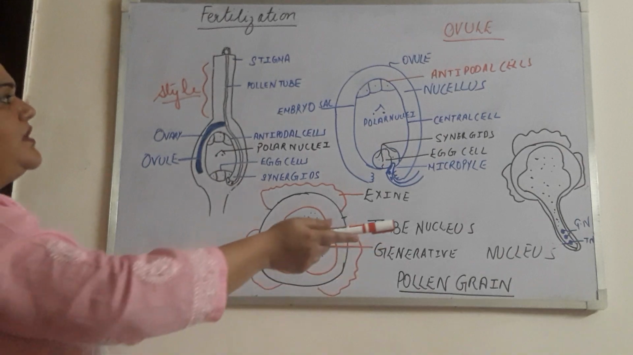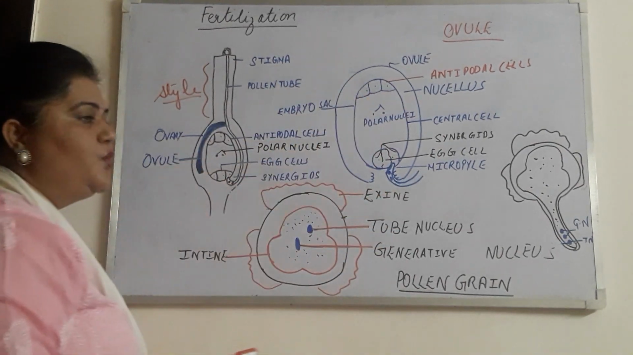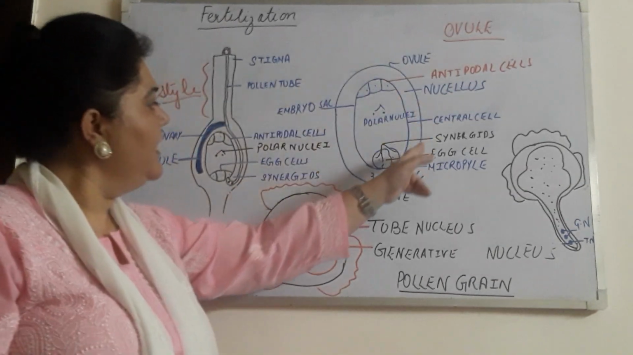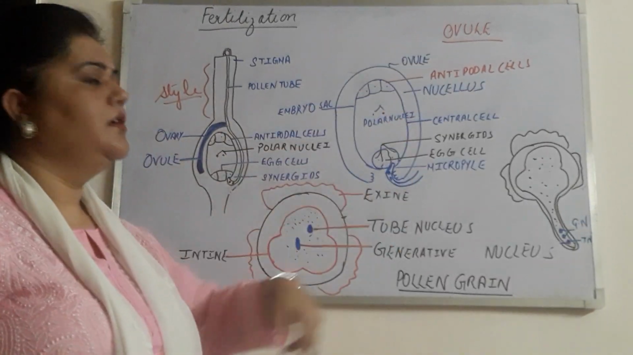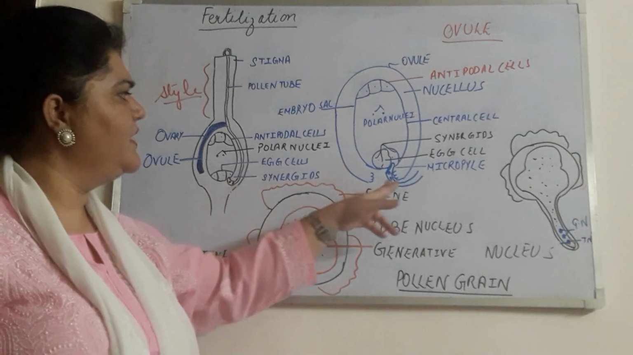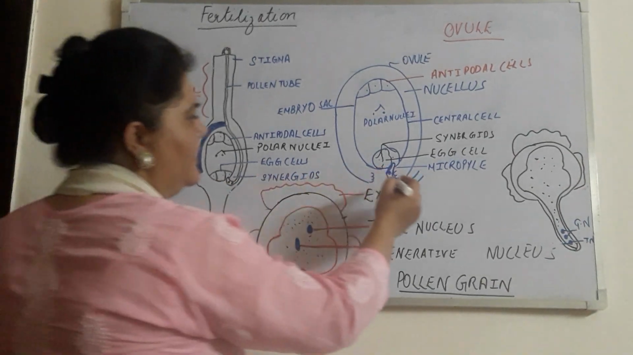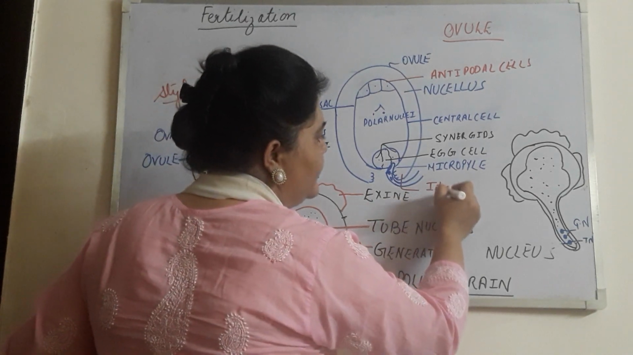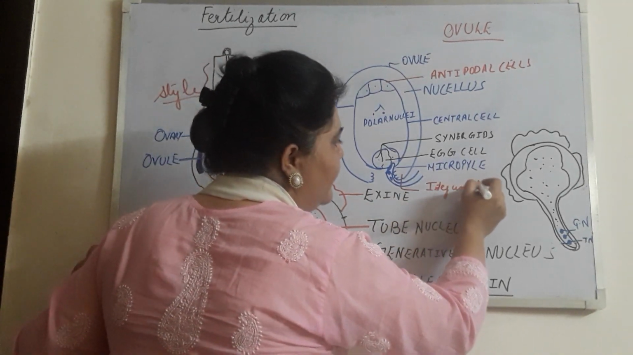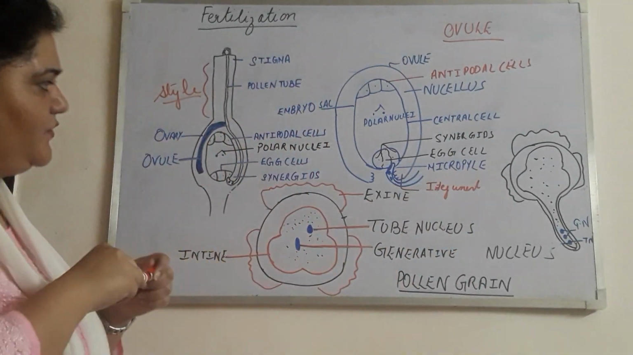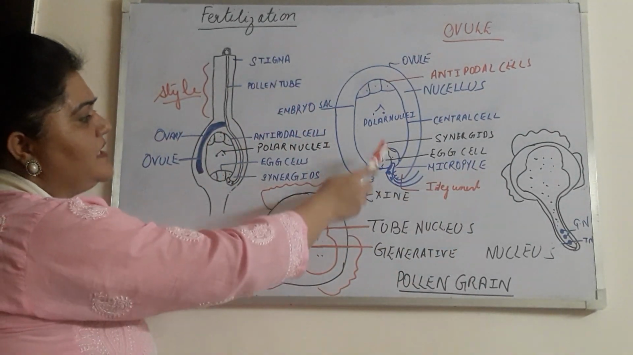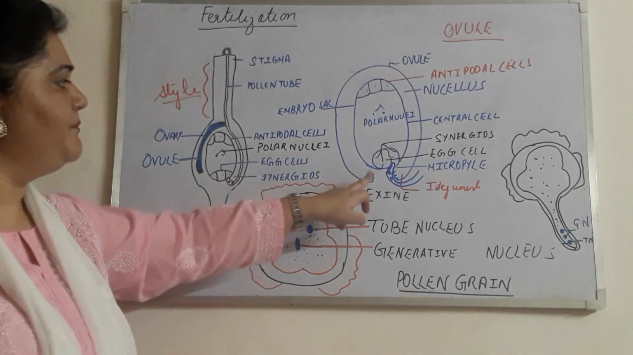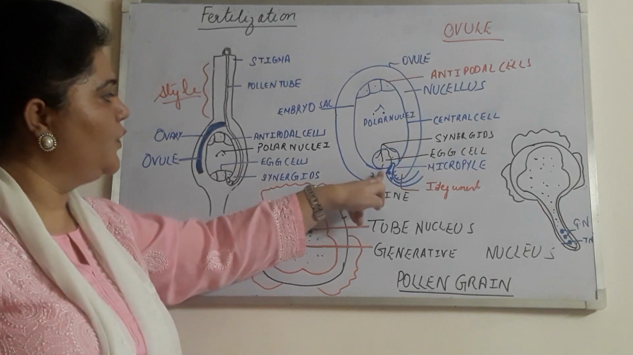Now let us proceed towards the structure of ovule. As I have told you, ovule is a female gamete. The ovule is also covered by 2 or 3 layers, that is known as integument. The layer around the ovule is known as integument. In the integument there is a pore which is known as micropyle.